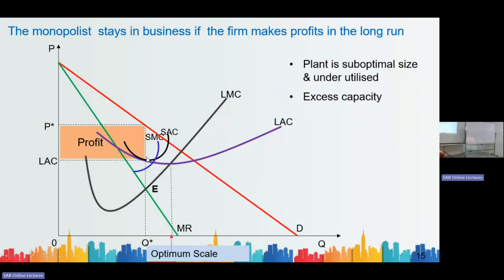This is the total revenue. This whole area is the total revenue, Q star into P star. This is the long run average cost. We go to the long run average cost straight to Q star and find the long run average cost. So long run average cost multiplied by Q star, this area will show the total cost. Total revenue minus total cost, and this shaded area is the profit. This shaded area is the profit this firm earns at this profit maximizing output level.